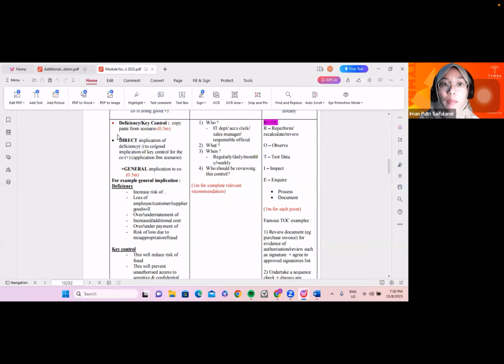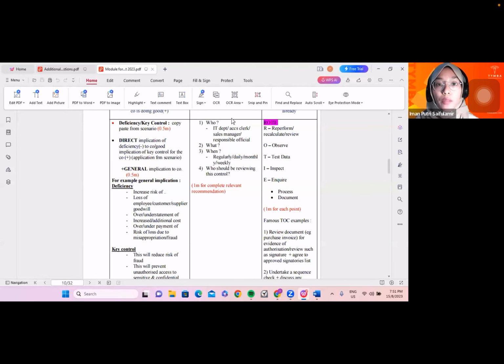The reason why we present it in this way is that I don't want you guys to confuse the direct implication and the general implication. Most of the time, people will put in the general implication without the direct implication. So actually, the most important point for you to get marks is the direct implication here. Even if you omit the general implication, sometimes they will still give you the marks as long as you have this direct implication.